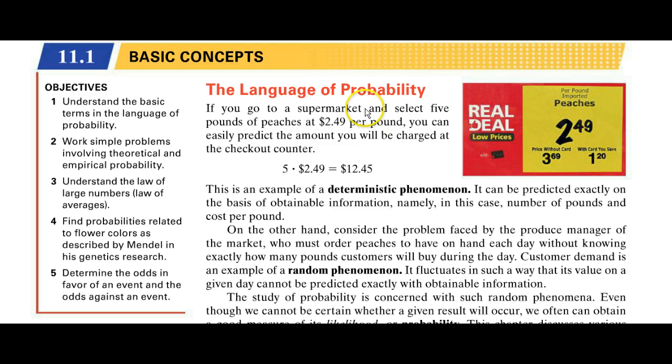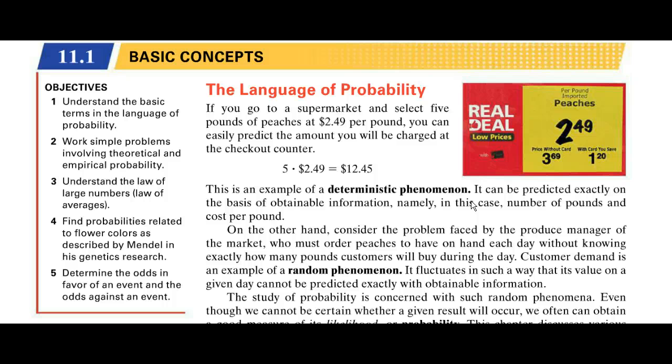You go to the supermarket, you select 5 pounds of peaches at this much per pound. You can easily predict or know the amount you will be charged at the checkout counter. It'll just be 5 times this. This is an example of a deterministic phenomenon. That is, you can predict exactly based on the number of pounds and the cost per pound.